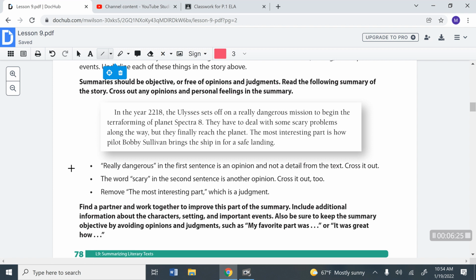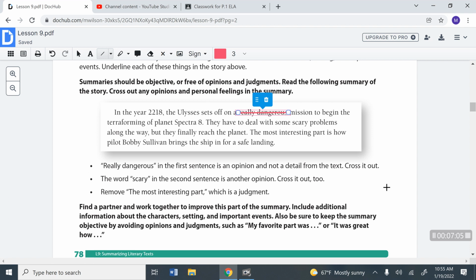Now, I know a summary should not include opinions or judgments, which are words that reflect the summarizer's personal feelings. I'll reread the first sentence. And if you notice, it says they set off on a really dangerous mission. The words really dangerous sound like an opinion, and I see that they're not in the story. So they express the opinion of the person who created the summary, not the person who wrote the story. So therefore, those words should not be included in the summary. So I'm going to go ahead and cross out really dangerous. That does not need to be included in the summary.